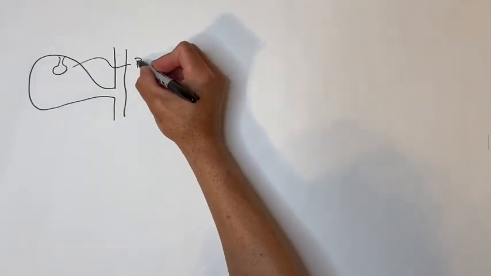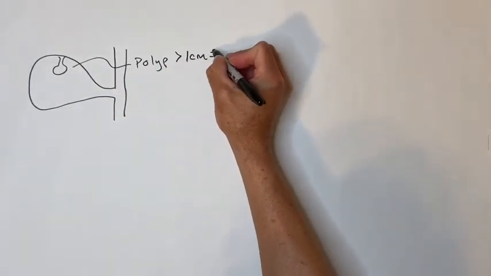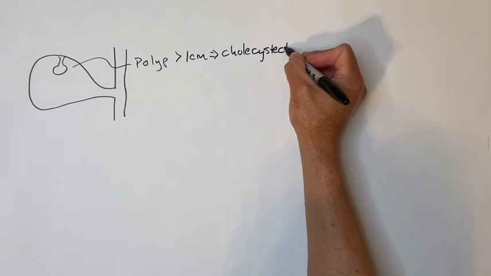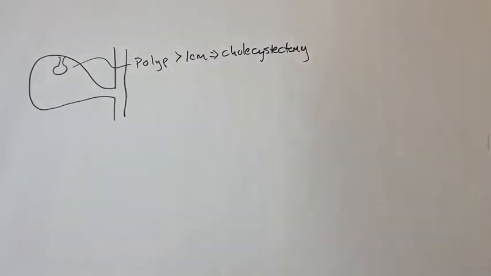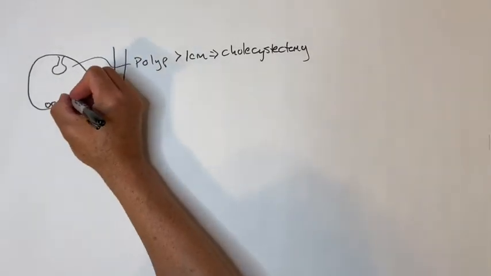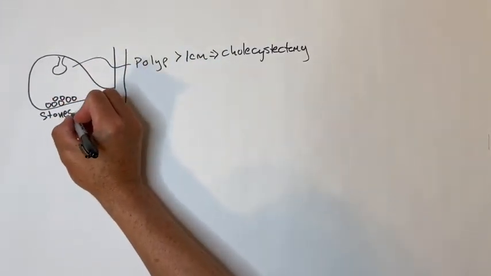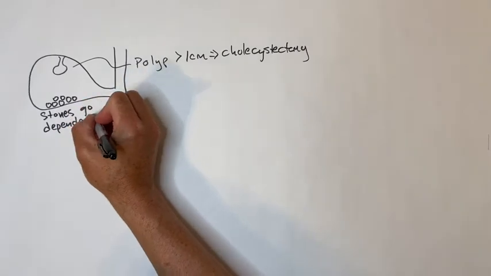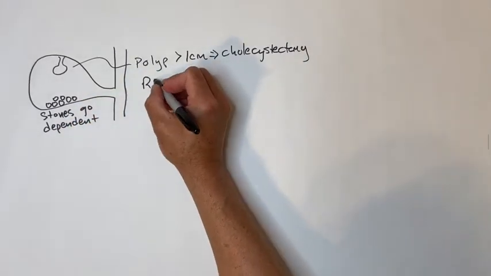Gallbladder polyps should be treated with a cholecystectomy if the polyp is over 1 centimeter in size or it's causing symptoms. You can tell the difference between a polyp and gallstones by having the patient move around. Polyps don't move and don't roll towards the dependent portion of the gallbladder.